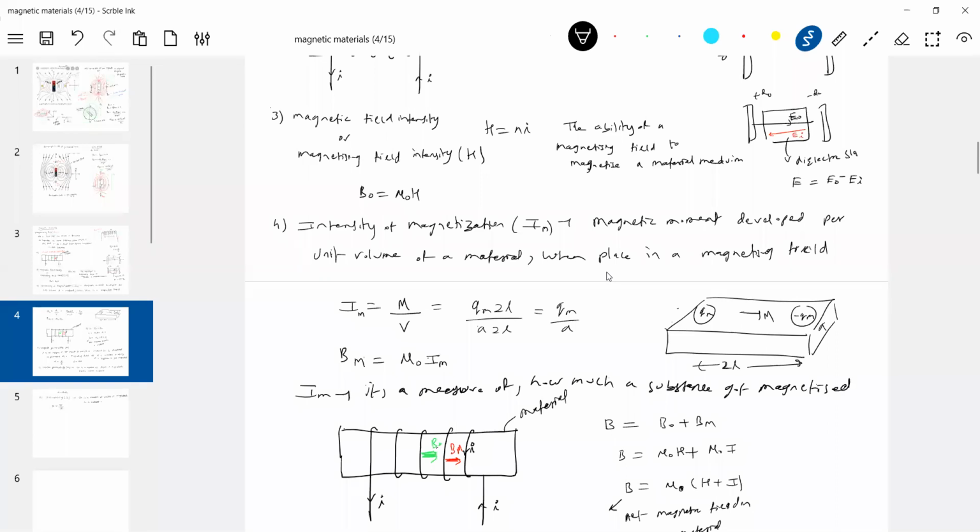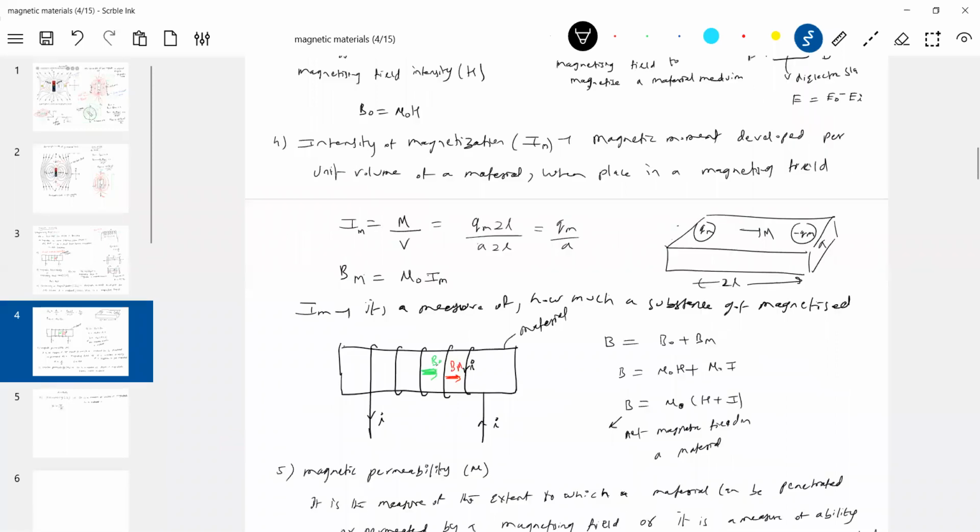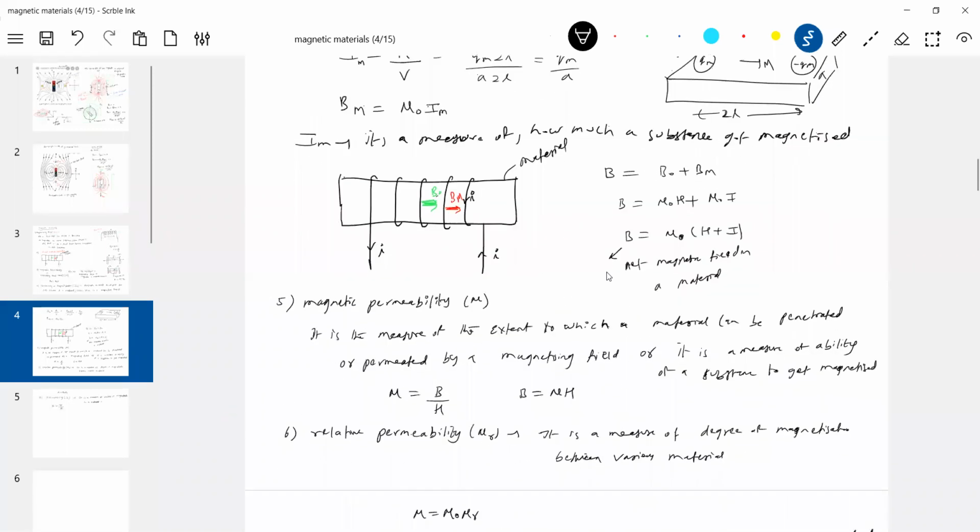I think it's quite clear now how much the substance got magnetized. That measure is nothing but the intensity of magnetization, and how do we measure it? Magnetic dipole moment per unit volume. Then next, for different materials, how much they can get magnetized, that is mu.